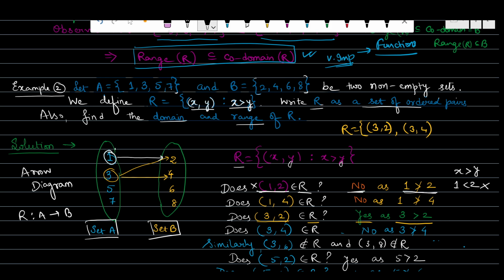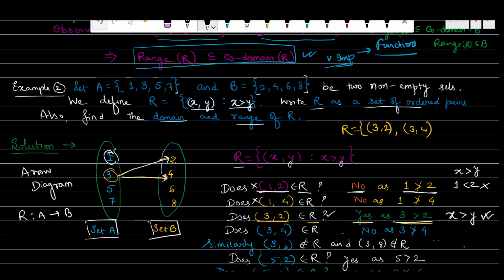Second, is (1, 4) possible? No. Why? As 1 is less than 4. Again the x greater than y condition fails. So we cannot take these two mappings. Next, we check for 3. Is (3, 2) possible? Does (3, 2) belong to R? Yes. Why? As 3 is greater than 2. The x greater than y condition is satisfied over here, so (3, 2) is possible.